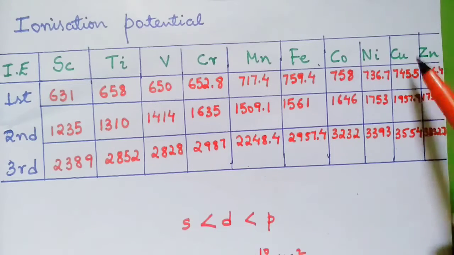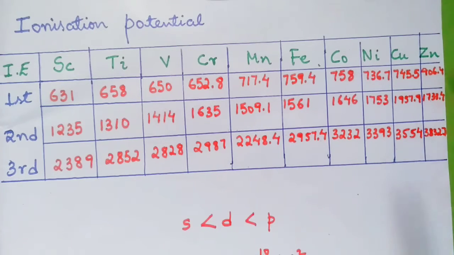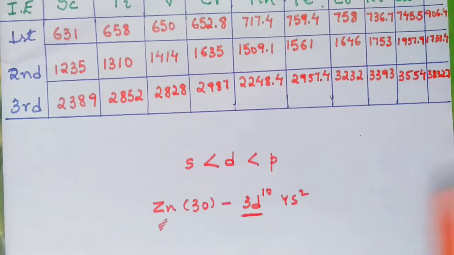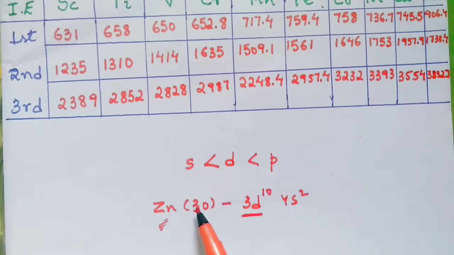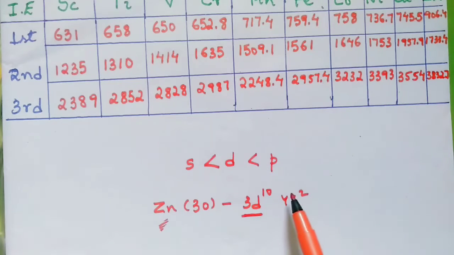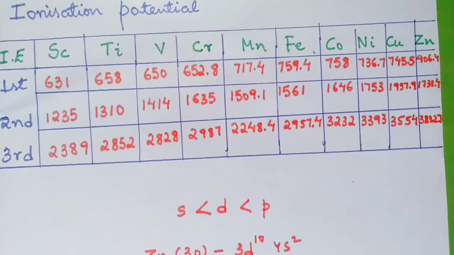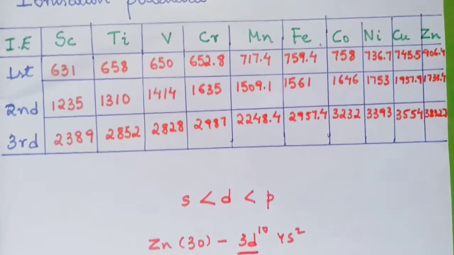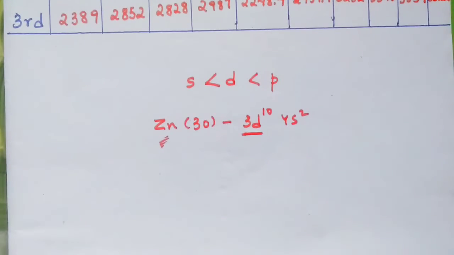But why does zinc have high ionization potential? That has to do with the electronic configuration. What is the atomic number for zinc? It is 30. The valence shell electronic configuration for zinc would be 3d10 4s2. Now we see that the 3d orbital is completely filled, so it is not easy to remove these electrons. That's why the ionization potential for zinc is very high, that is 906.4.